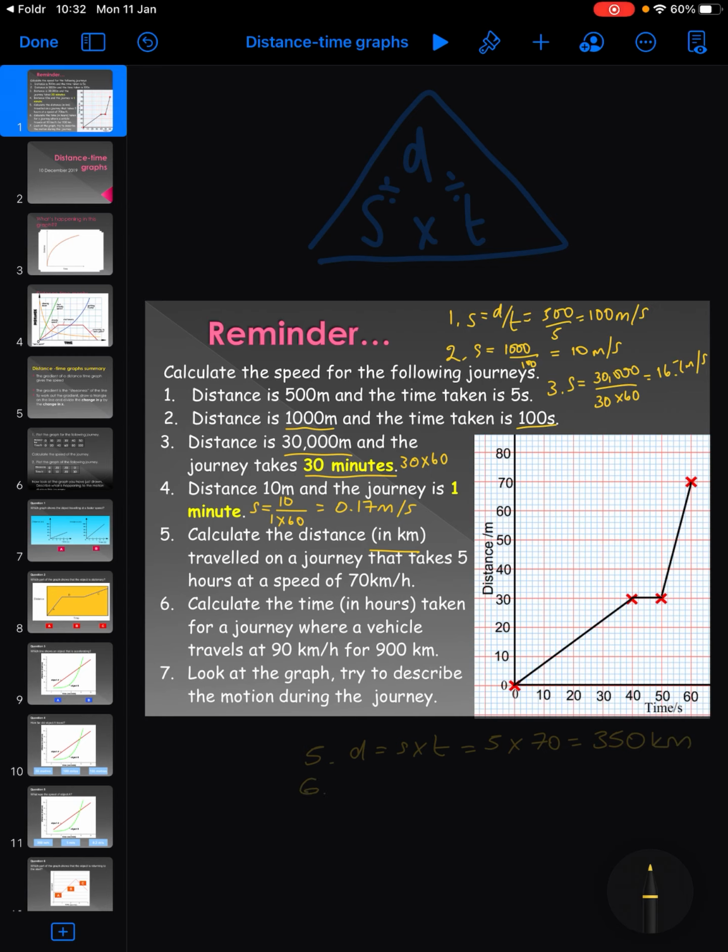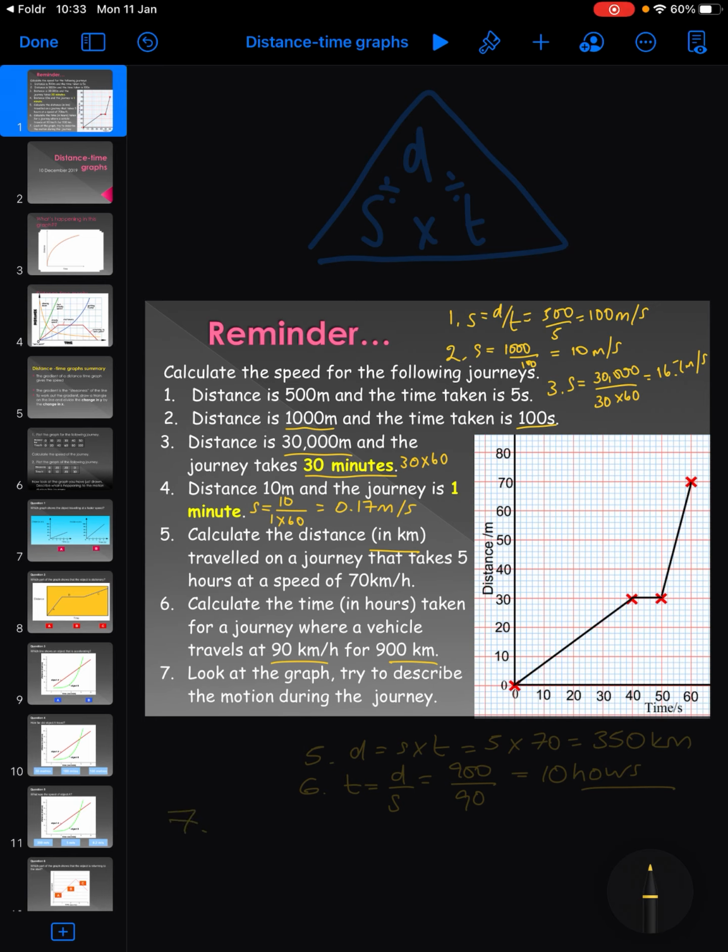Number 6, calculate the time in hours taken for a journey where a vehicle travels at 90 kilometres an hour for 900 kilometres. So time is distance divided by speed is 900 divided by 90 equals 10. And again, I'm putting it in hours because I have asked for that. And I haven't had to convert because can you see that all of the units are very consistent? So I've got kilometres, hours, and kilometres per hour. So they're all the same. So when you convert is when you have something like meters, seconds, and meters per minute. Can you see you've got a random minute there? You don't want it there. You want everything to be the same. But here it is all the same, so I don't need to convert.